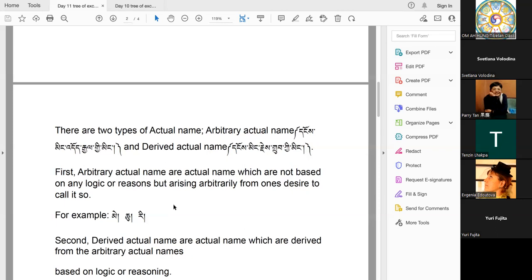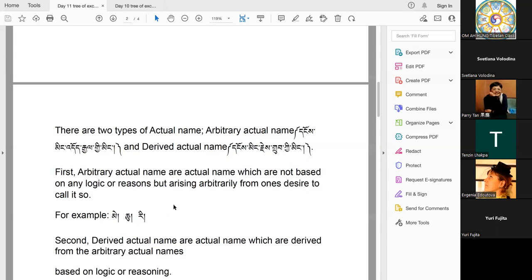So we understand this as arbitrary actual name. We have Me, which means fire, Chu, which means water, Ri, which means mountain. All of those names, which don't have any logic behind naming them, are all arbitrary actual names.